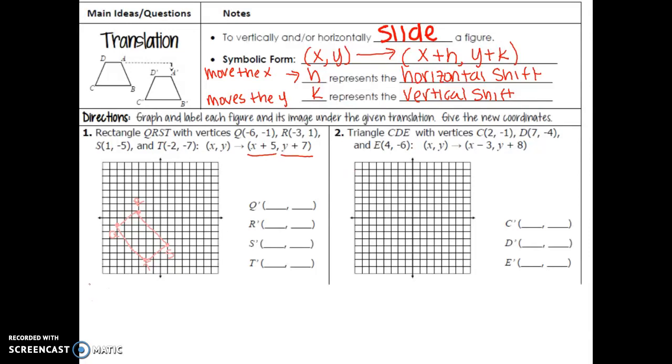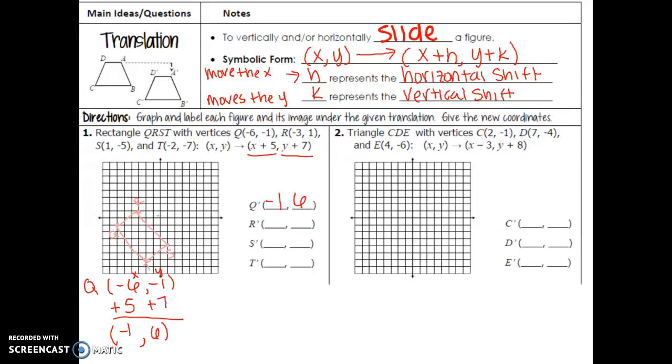So I'm going to start off with my points. For point Q, that is -6, -1. Of course, this is my x, this is my y. For my x's, I will be adding 5. For my y's, I will be adding 7. So my new coordinates, -6 plus 5, that's a -1. -1 plus 7, that's going to be a +6. So this is my new coordinate set for my Q prime.